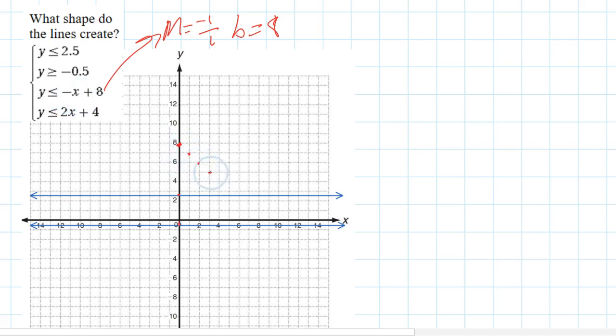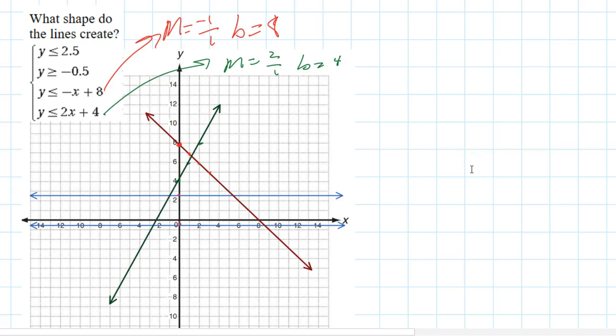Down, no. For the last one, we have y is less than or equal to 2x plus 4. We have a slope that's 2 over 1 and a y-intercept that's 4. Go to 4, put a dot, slope is 2 over 1, and then draw a line. Now we need to shade all of these. So if I look at the first one, it says y is less than 2.5. So I go to my 2.5 and I start shading everything less than.